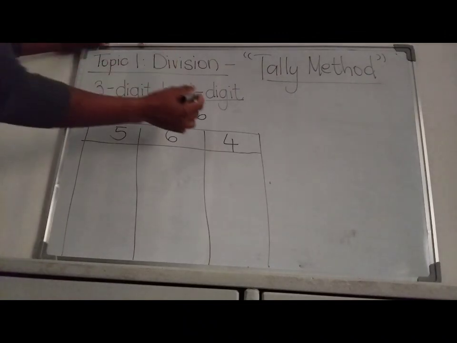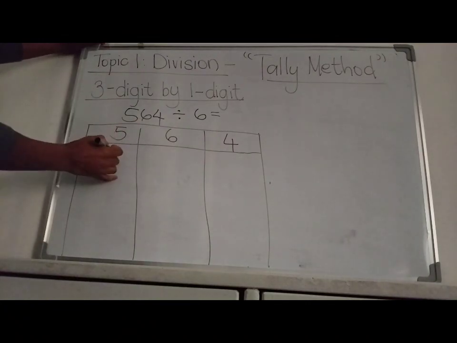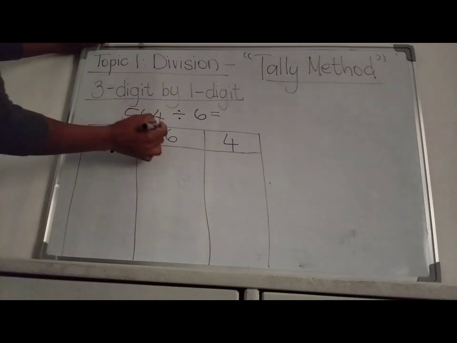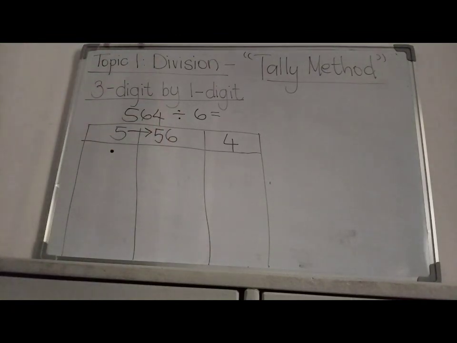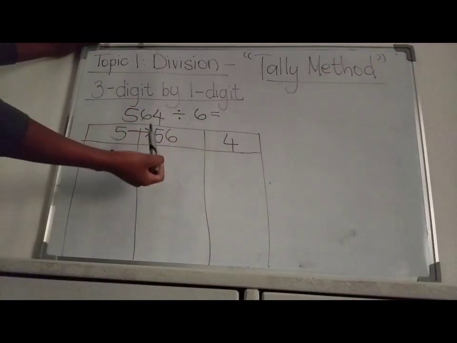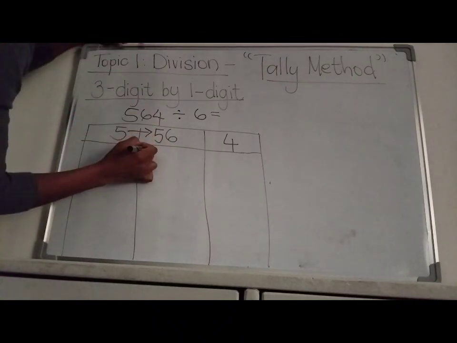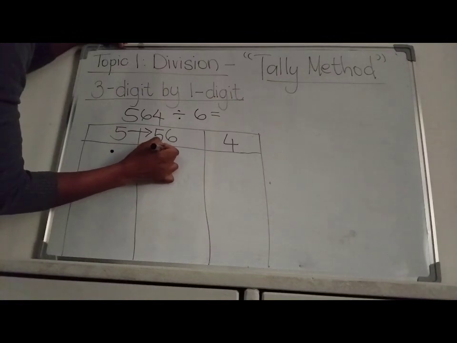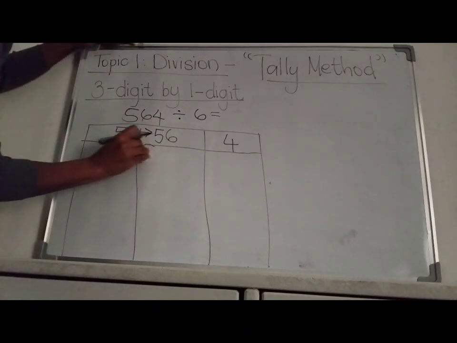So how many 6s go into 5? None, ne? So we put a dot there. Then 5, we carry it over to the side. Sibe 56. Then we ask ourselves, how many 6s do we get ku 56? 1, 2, 3, 4, 5, 6, 7, 8, 9, 10, 11, 12. Okay, let me rather use the tally method.